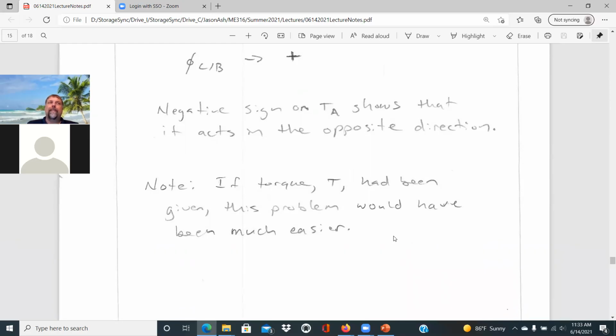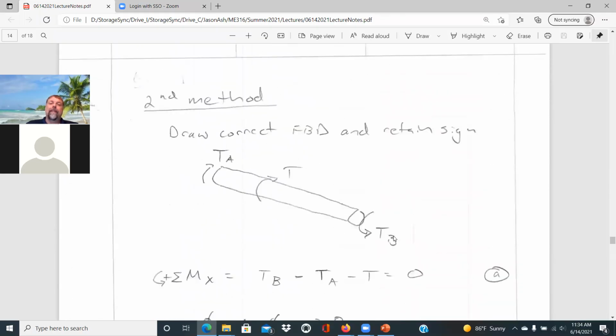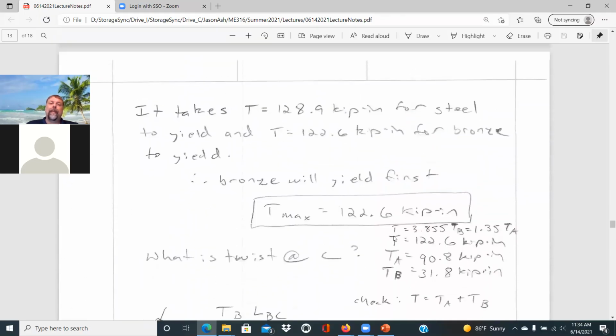But the main thing again too is that this problem would have been a lot easier if that torque would have been given, but that's not always the case. So you have to be able to tackle these however that problem statement is set up.